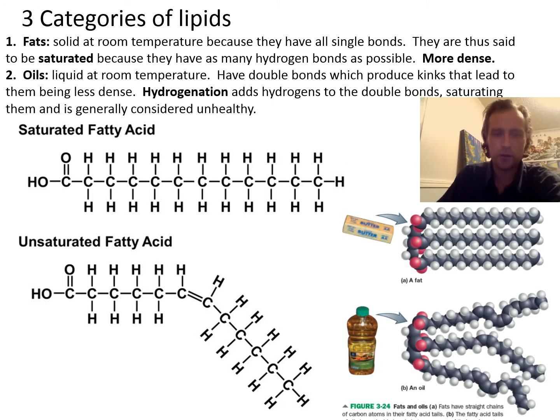Continuing with the first category of lipids, fats, they are solid at room temperature because they all have single bonds. They are thus said to be saturated because they have as many hydrogen bonds as possible. This makes them more dense.